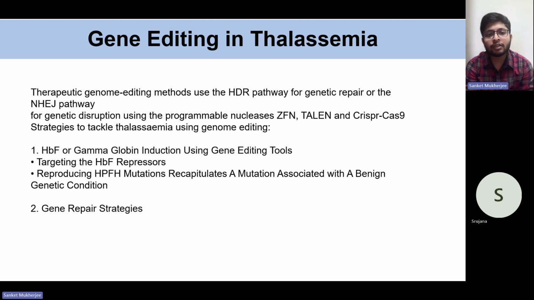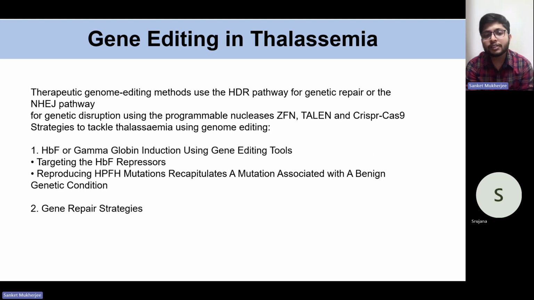So there are therapeutic genome editing methods to use the homology directed repair pathway for genetic repair, or the non-homologous end joining pathway. There could be two pathways, as we have already discussed, for genetic disruption using the programmable nucleases like zinc finger nucleases, TALENs, and CRISPR-Cas9. We have already discussed how these work.